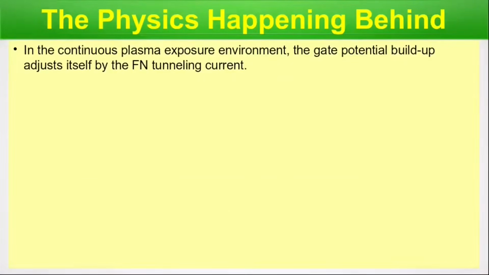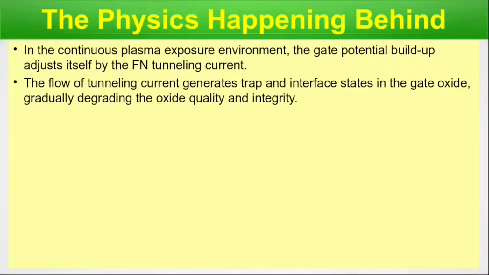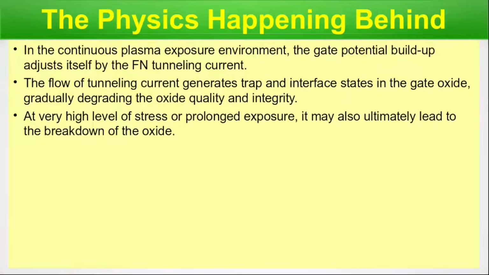In the continuous plasma exposure environment, the gate potential builds up and adjusts itself by the FN tunneling current. The flow of the tunneling current generates trap and interface states in the gate oxide, gradually degrading the oxide quality and integrity. At very high levels of stress or prolonged exposure, it can ultimately lead to the breakdown of the oxide.